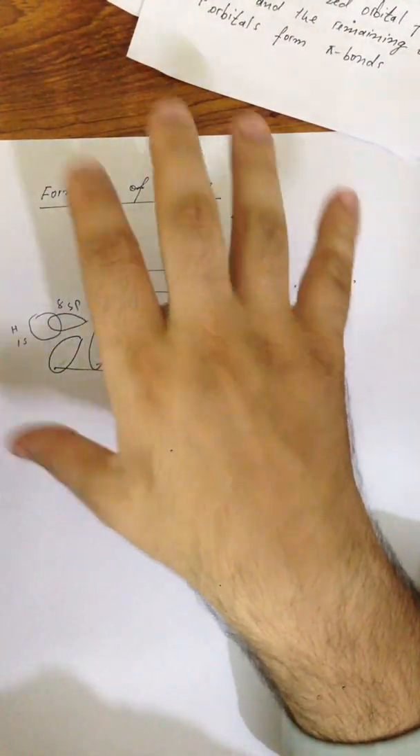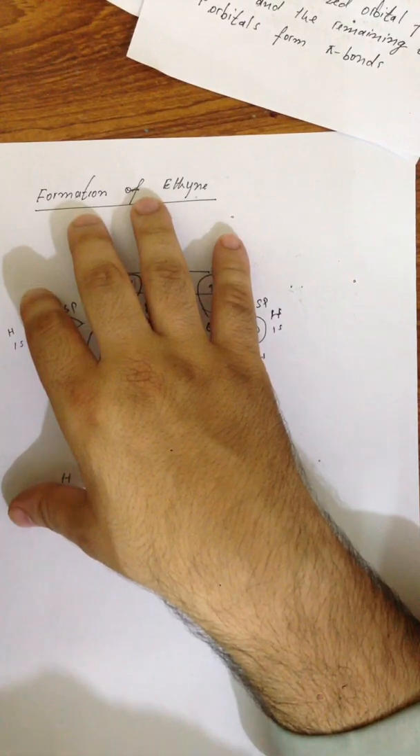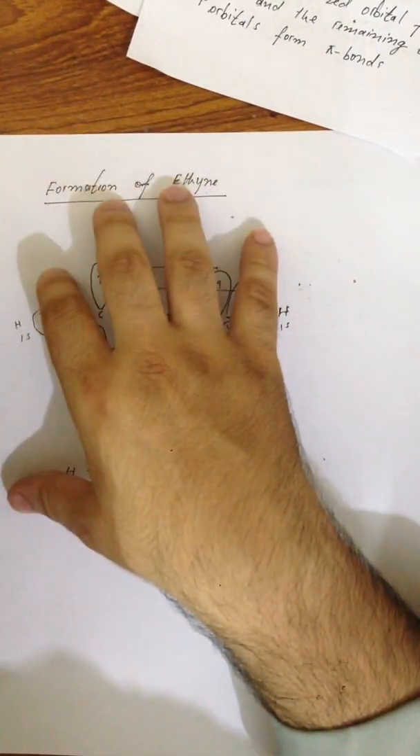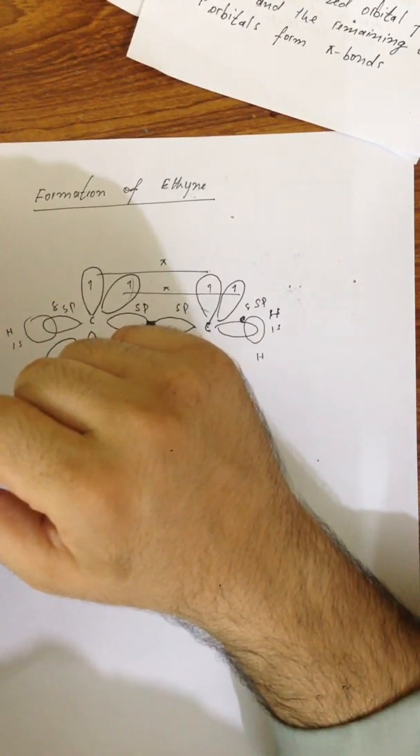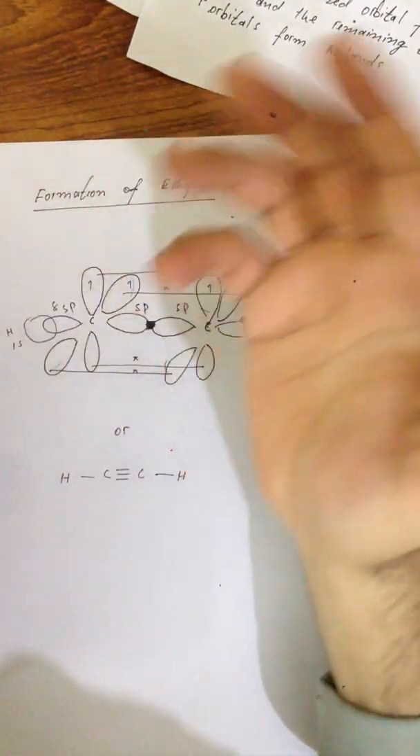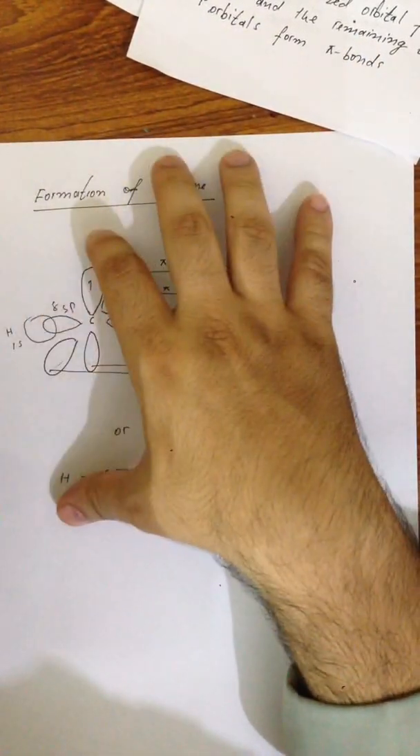So I think this much is enough at our level. In higher classes, you can study hybridization and other theories in more detail. So thank you very much.